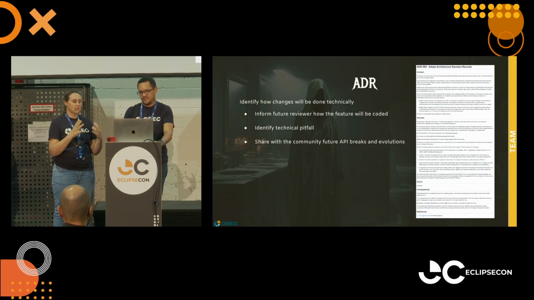Based on these shapes, we will write an architecture decision record. This is from the technical team side. The idea is to identify technical changes. This collaborative process helps anticipate issues and communicate potential API breaks to our community before starting to code. So this is really important.